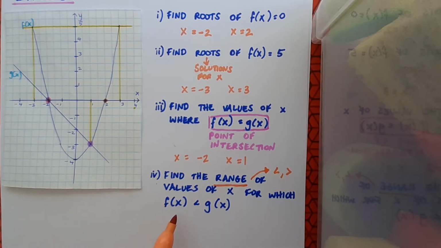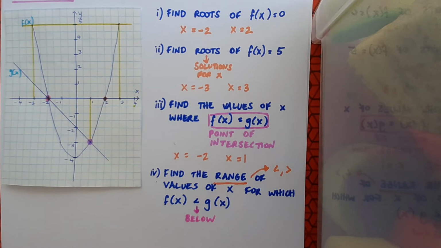Okay, and they want us to find where f of x is less than g of x. In the context of a graph, less than means below and greater than means above. So they're asking us to figure out where is f of x below g of x. Now let's look at our diagram for a second. So f of x is the curve and g of x is the line. So where is f of x below g of x?